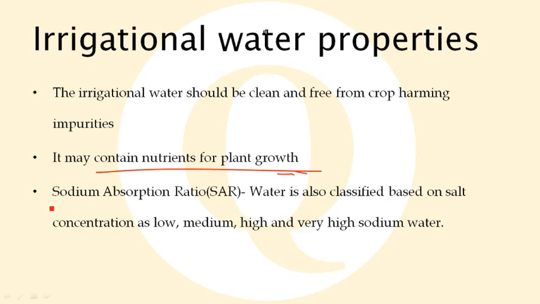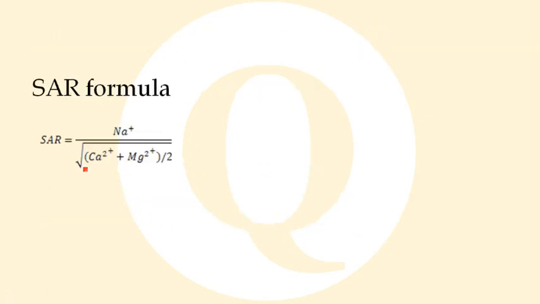Here's another term, sodium absorption ratio. Water is also classified based on the salt concentration as low, medium, high and very high sodium water. Here's the formula for sodium absorption ratio: sodium content upon the square root of (calcium content plus magnesium content) by 2.